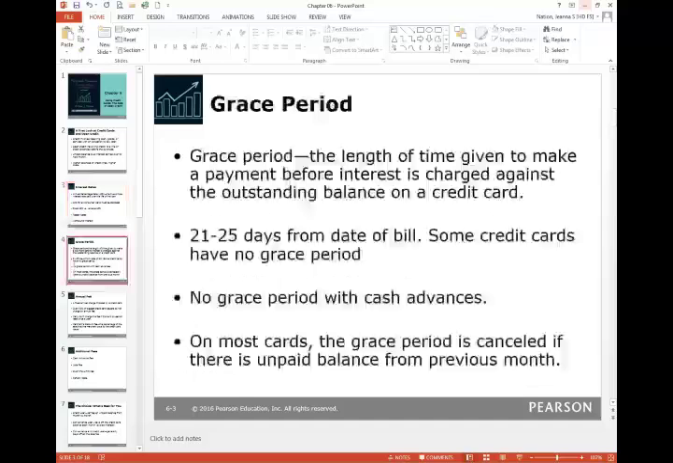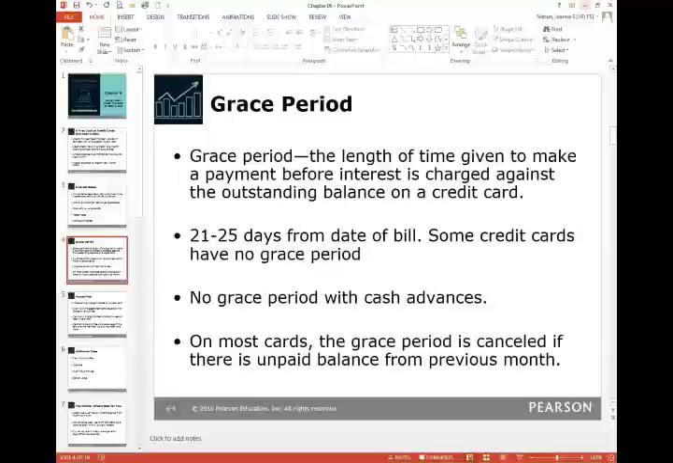Grace period is the length of time that you're given before you must make a payment and the interest is charged on the outstanding balance. Typically for credit cards, it's about a month, 21 to 25 days, but some credit cards have no grace period, so it's really important that you read the contract there.